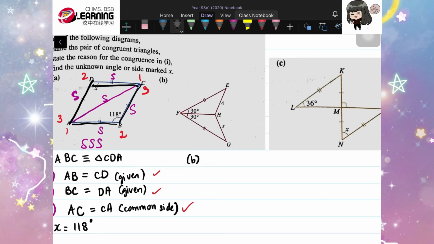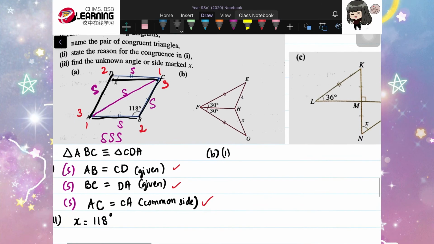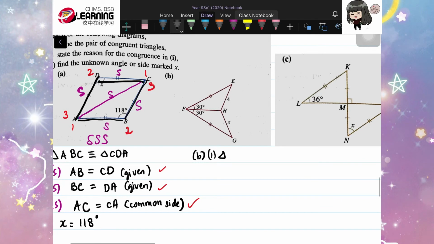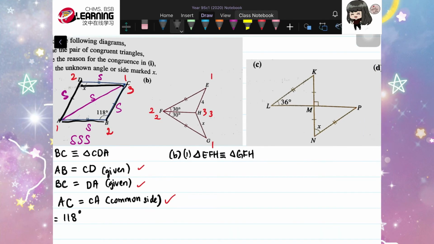Okay, so now part B. Part B, name the pair of congruent triangles. The first one. So triangle of, let's say we start off with E. E, F, H, first, second, third. So this one will be your first one, G. Your second one is also F because of the angle there, and then your H here is also the third one. So triangle of EFH is congruent with triangle of GFH.